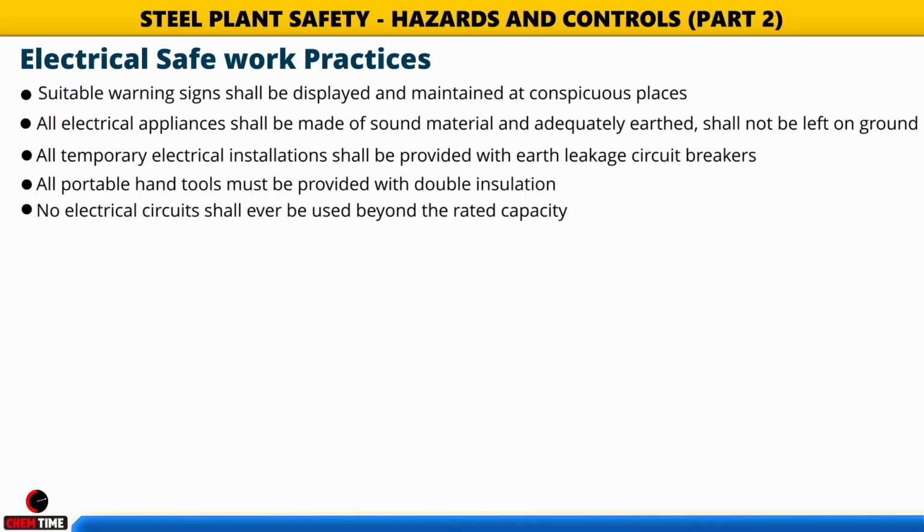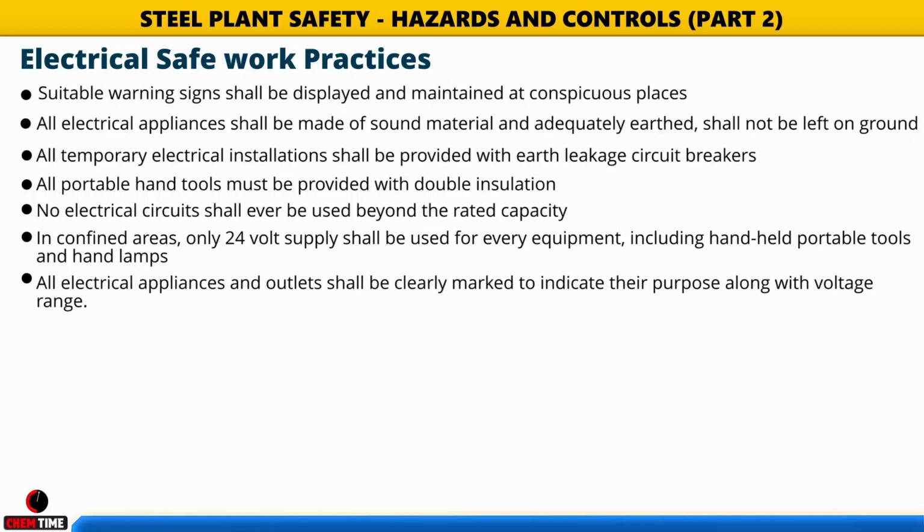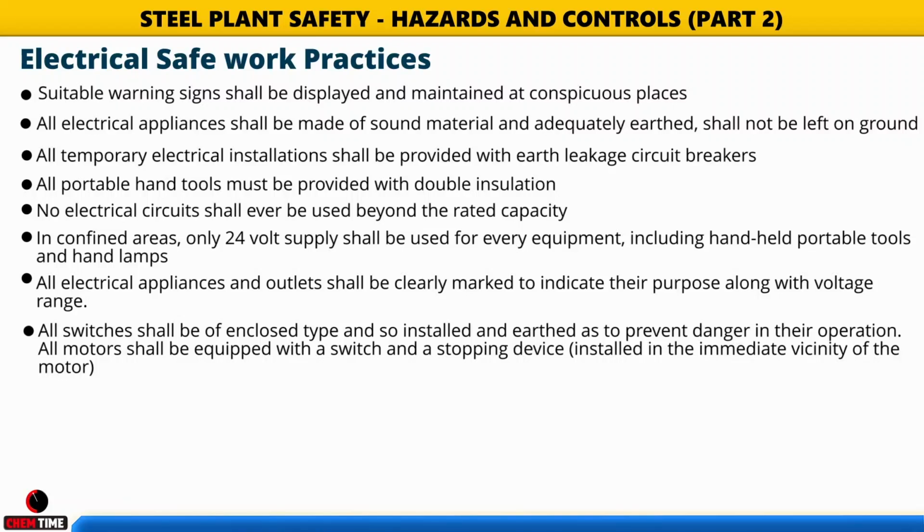No electrical circuits shall ever be used beyond the rated capacity. In confined areas, only 24-volt supply shall be used for every equipment, including handheld portable tools and hand lamps. All electrical appliances and outlets shall be clearly marked to indicate their purpose along with voltage range. All switches shall be enclosed type and so installed and earthed as to prevent danger in their operation. All motors shall be equipped with a switch and a stop device.